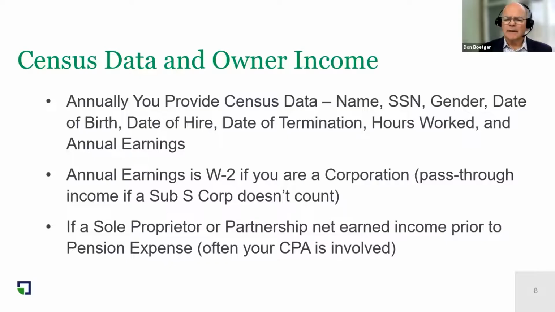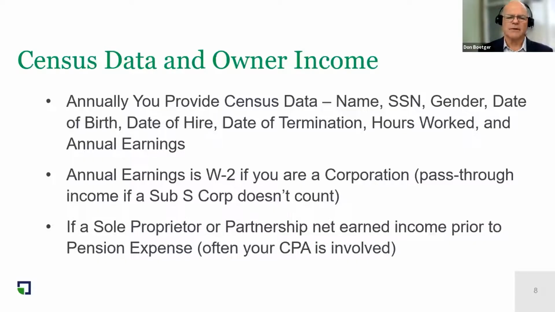Where it gets a little more complicated is really the owner. And it can get complicated depending on the type of organization you are. For instance, if you receive a W-2, that would be a C Corp or an S Corp, we use that. That's what we use for your salary in the testing. Pass-through income of sub-S Corps doesn't count. So that's not counted for earnings in terms of qualified retirement plans.